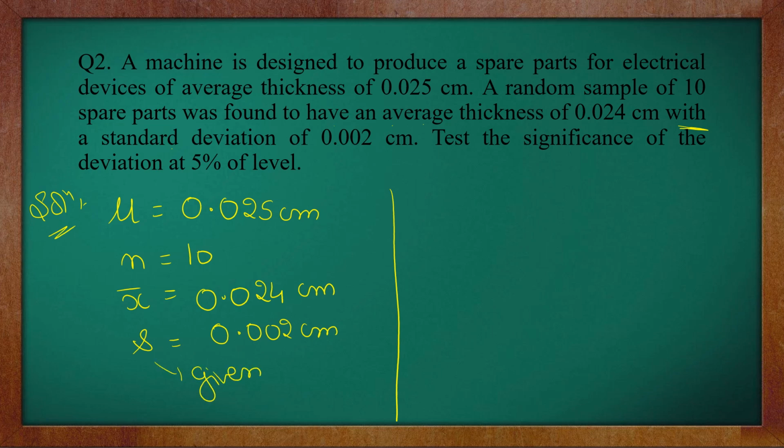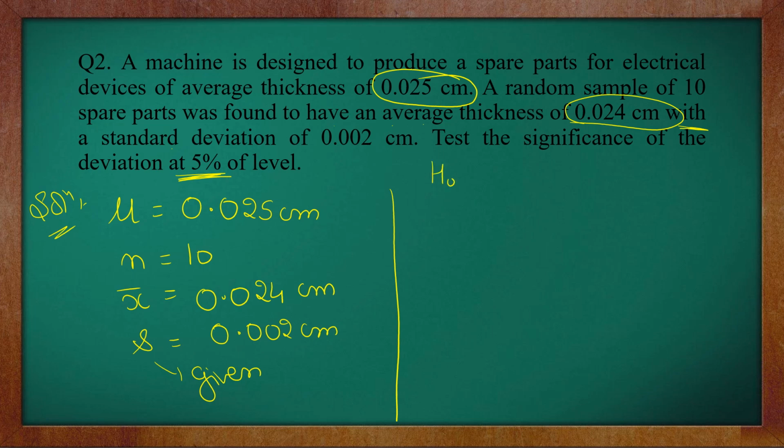Test the significance of the deviation at 5%. So they are asking you that the company is producing spare parts of this much average, but when we selected 10 spare parts, we got this one. Are they the same? Suppose a company is producing 1 lakh spare parts and we are choosing only 10. Is there any difference in the average thickness of the spare parts?